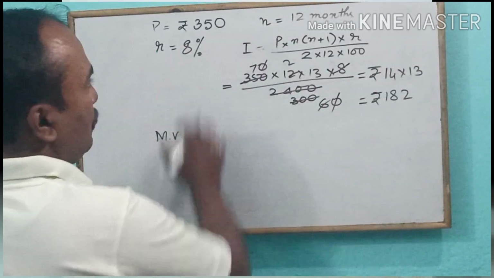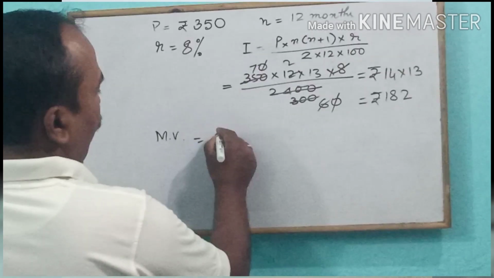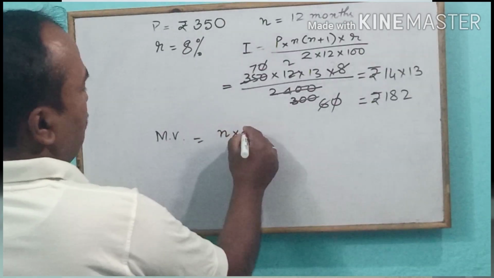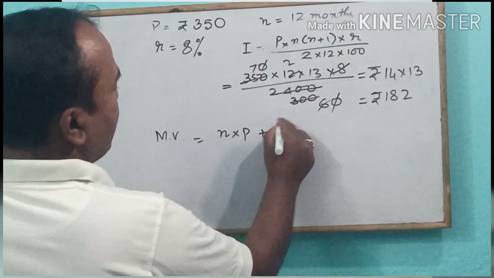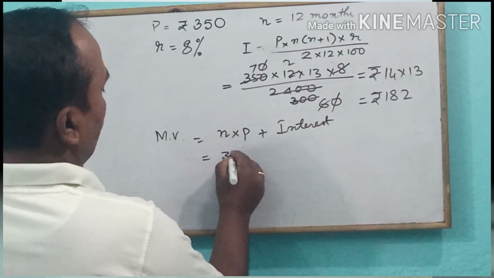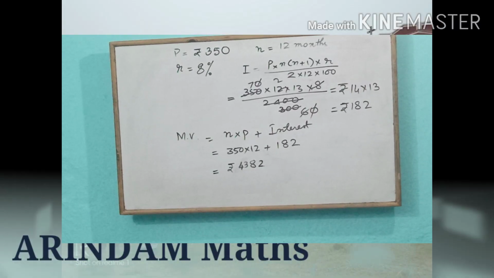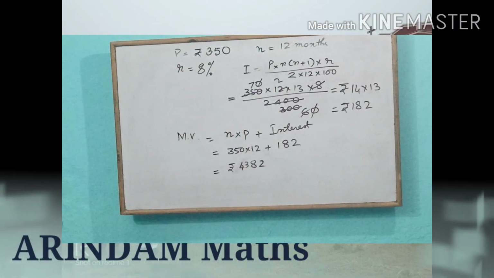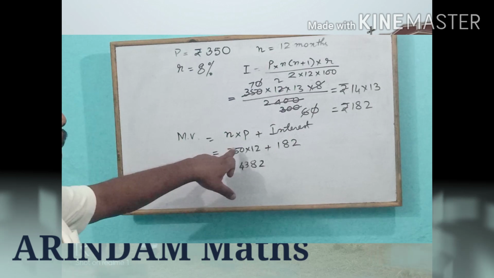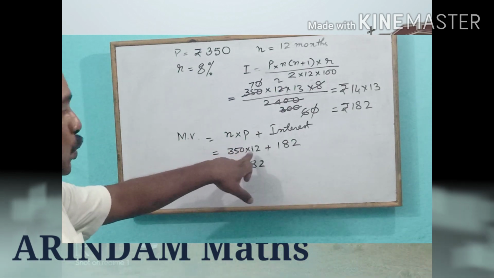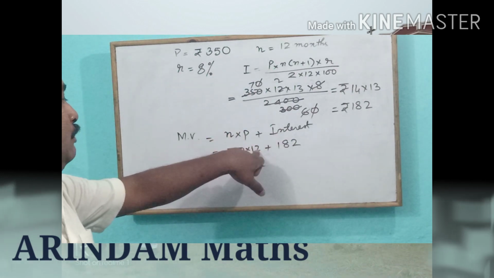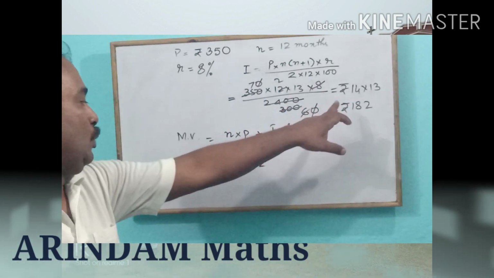So that is how much amount you have paid. You have paid for n installments this amount every month, that is P, plus the interest. So that is 350 into 12. So maturity value is n into P plus interest, and n is 350 into 12 because P is 350 and n is 12 installments. Interest is 182 we have calculated.